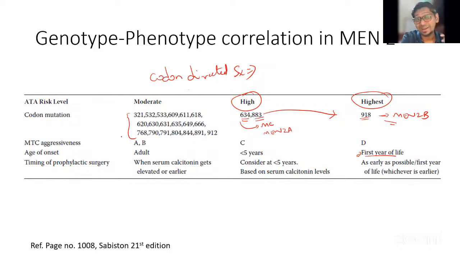You can operate whenever the calcitonin level gets elevated, so we have to follow up the calcitonin level. Whereas in a high risk mutation, usually we try to operate within 5 years of age. So this is codon directed surgery in medullary thyroid cancer. This is for MEN2 syndrome.